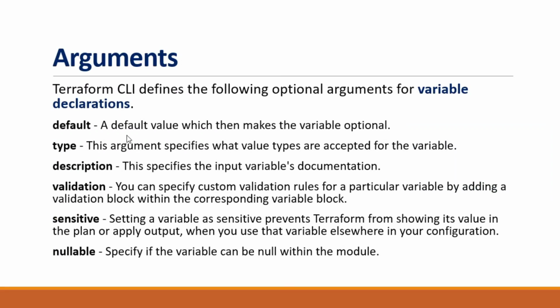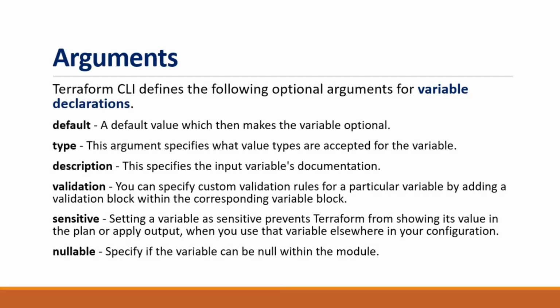The first argument is default. A default value makes the variable optional. So if you are keeping any default value in your variable block, that means it is optional. You can override it with the help of the CLI or with .tfvars files. We discussed the same thing in the previous video on Terraform variables. If you have not watched it, you can go ahead and see that video also.